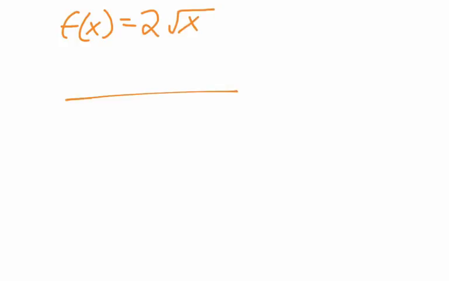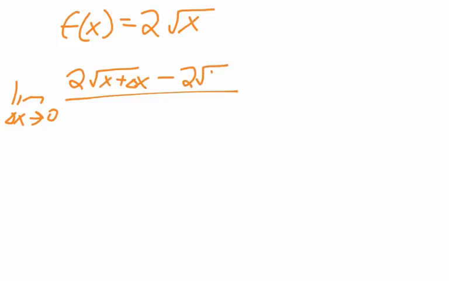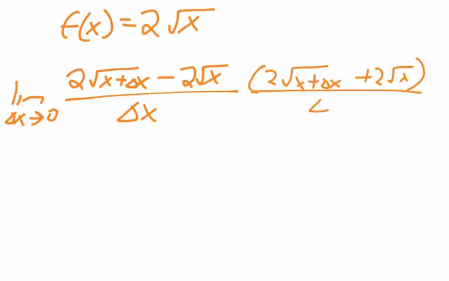For my next example, same rule, but I'm going to do 2 square root of x. So I got the limit as delta x approaches 0 of 2 square root of (x plus delta x) minus 2 square root of x, divided by delta x. Now, in order to do this, I want to rationalize the top. So that's 2 square root of (x plus delta x) plus 2 square root of x, divided by the same thing.